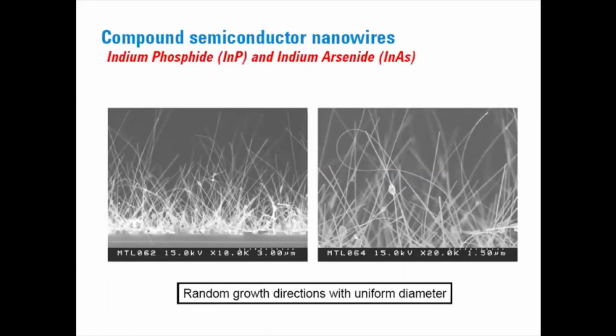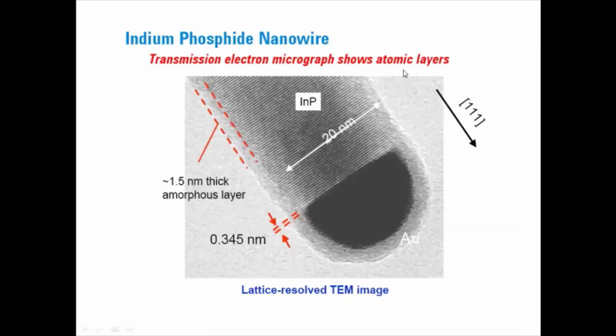Various techniques are used for preparing nanowires. This picture shows indium phosphide nanowires. The bar represents 3 micron, and here it is 1.9 micron. So the thickness will be around 30 to 40 nanometers. They have random growth directions, but the most uniform diameter, because diameter matters a lot. If you try to analyze a single nanowire, for example indium phosphide, using TEM, you can see whether this nanowire is crystalline, amorphous or polycrystalline.